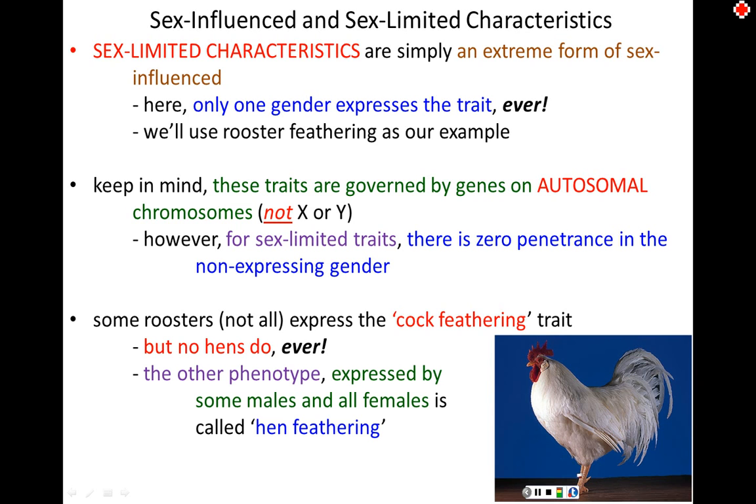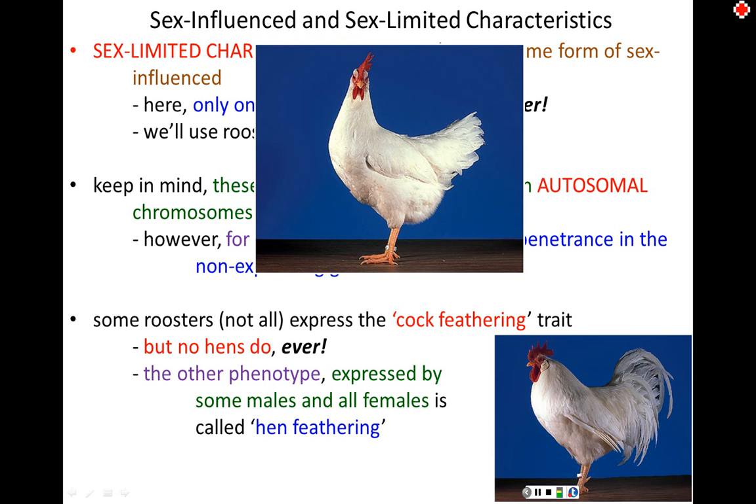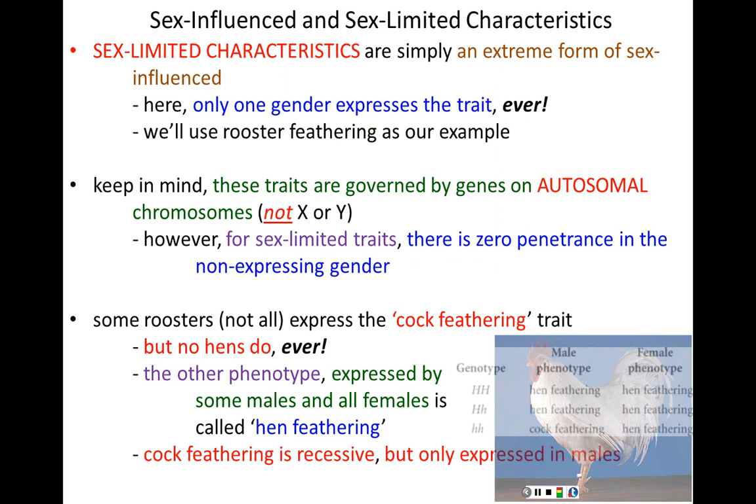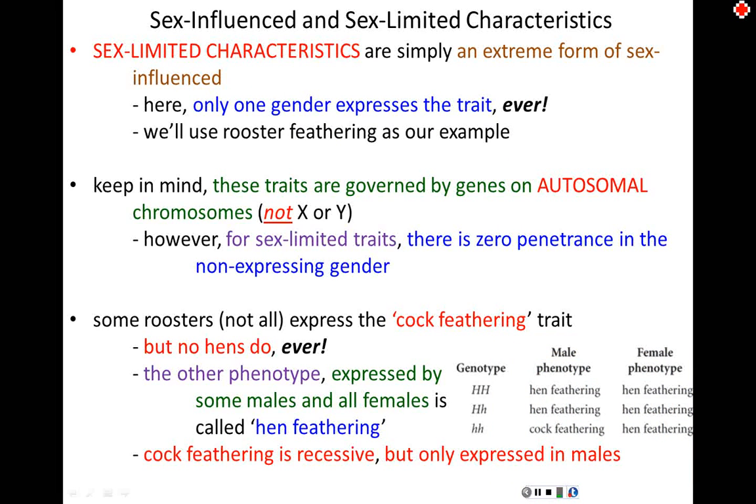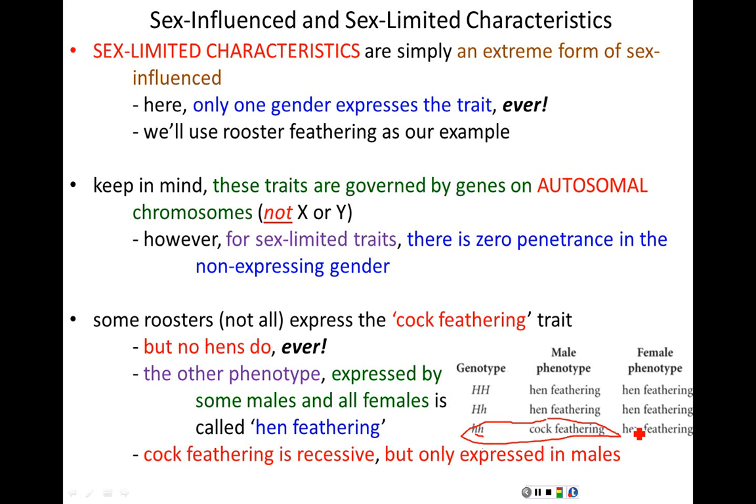The other phenotype for this trait, the other flavor that the feathering comes in, is called hen feathering. It looks like this, your kind of standard boring chicken. And hen feathering is not limited to hens. Hen feathering can be expressed by hens, female chickens, but male chickens as well. The cock feathering phenotype is recessive in male chickens, so it's still recessive, but it is only expressed in males. It is sex limited. So females can be homozygous recessive, but they don't show the trait. They still show the hen feathering trait.